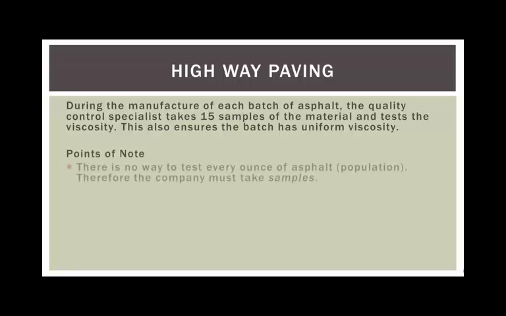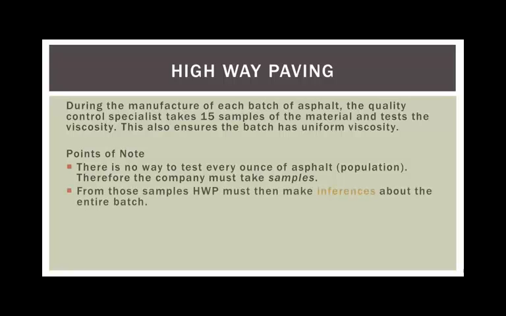Now, a few things to note here. There's no way to test every single ounce of asphalt, which is the overall population. Therefore, the company must take samples. Now, from those samples, the company must then make inferences about the entire batch. So from these 15 measurements, these 15 specimens, they're going to make some sort of claim about the overall batch.